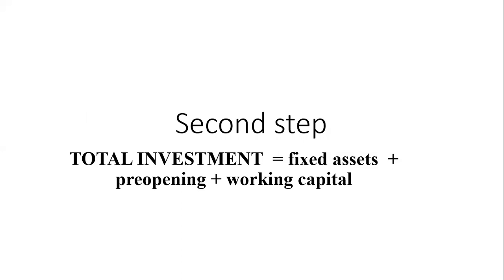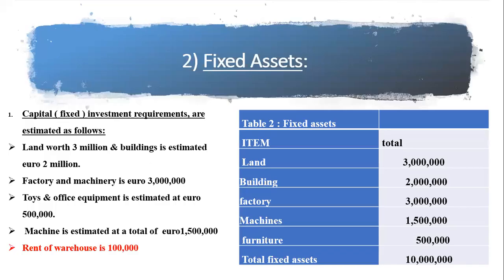The second step is to find the total investment: fixed assets, plus pre-opening, plus working capital. And this will allow me to know how I'm going to finance this portion. The fixed assets, as you see here, include land, building, factory, toys, office, equipment, machines, and all these estimates have been given here in this data. But pay attention here, the rent is not included because the rent is an overhead expense, and we are going to postpone it to later in the overhead expenses.